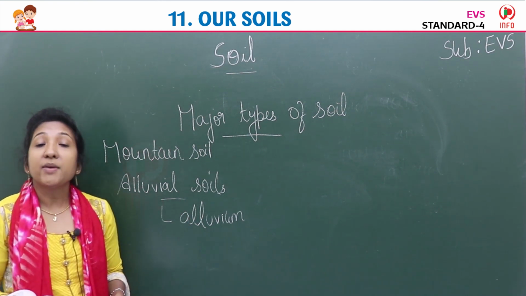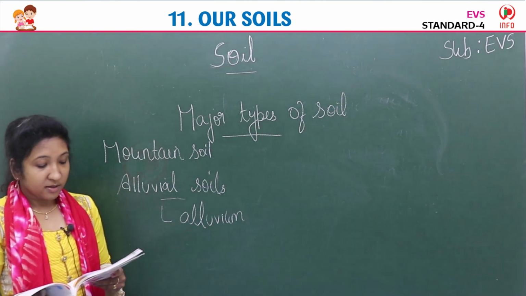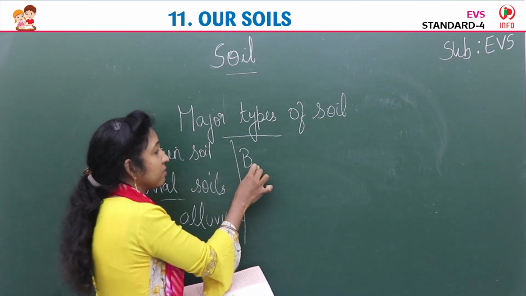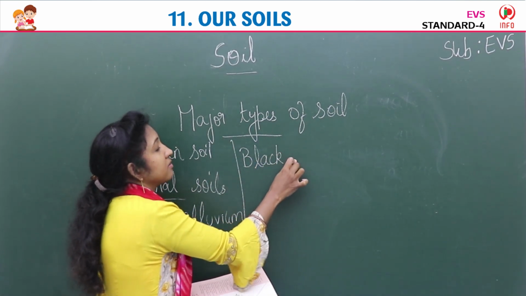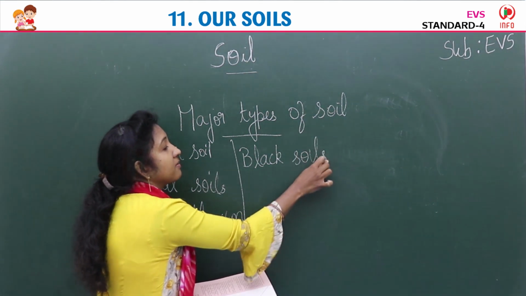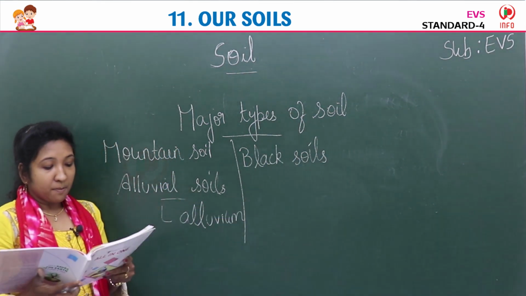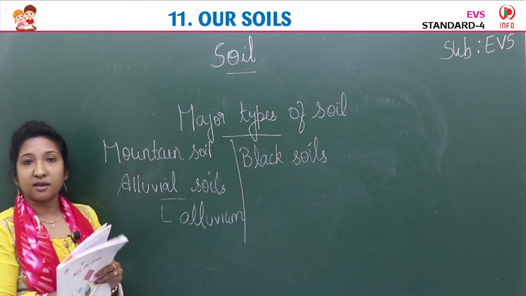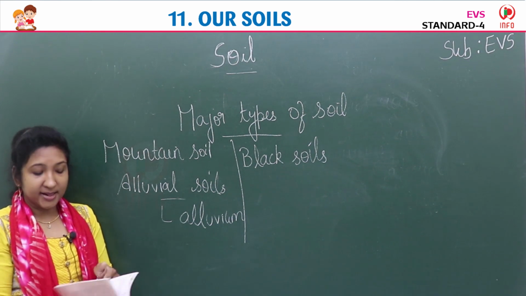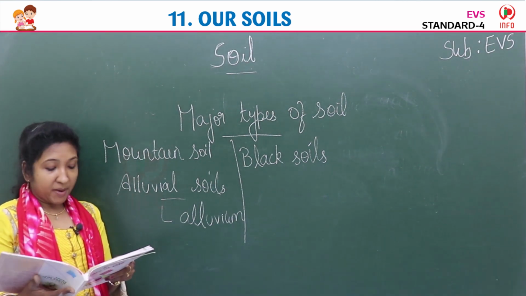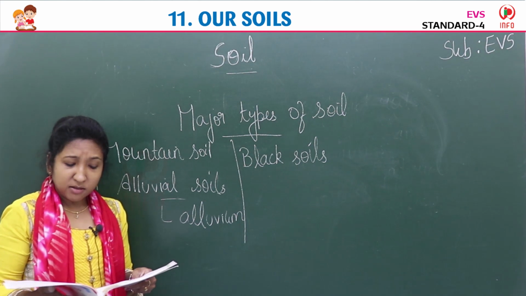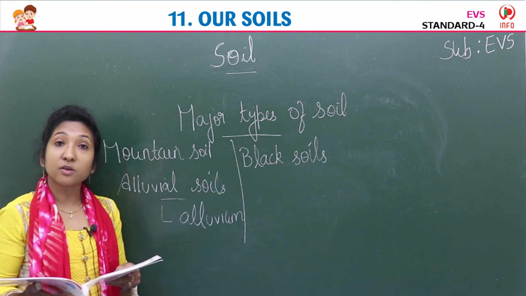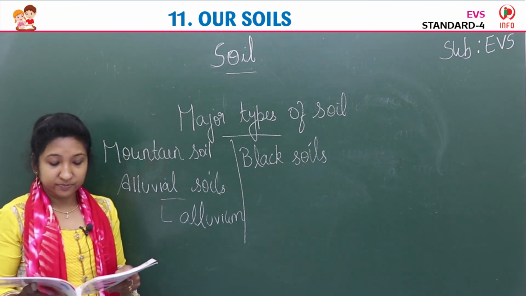Okay, now coming to the next type, black soils. Black soils are rich in minerals, we say. The regur or black soils have developed extensively upon the lava plateaus of Maharashtra, Gujarat, Madhya Pradesh.